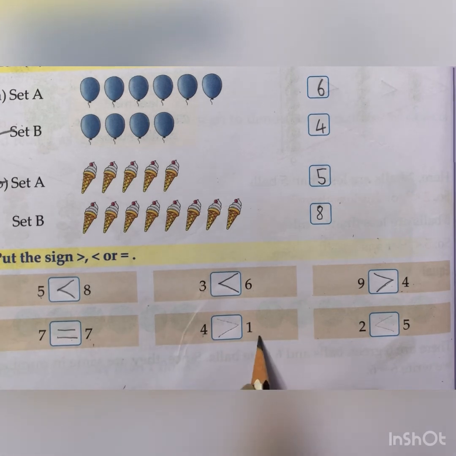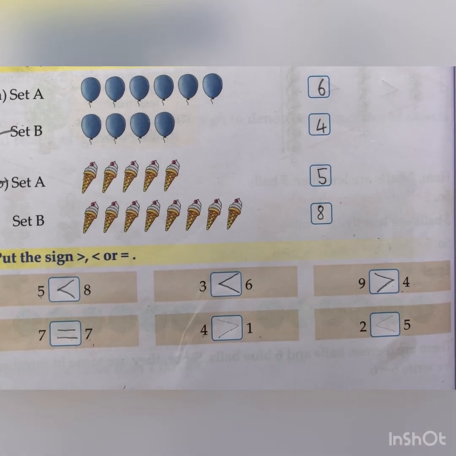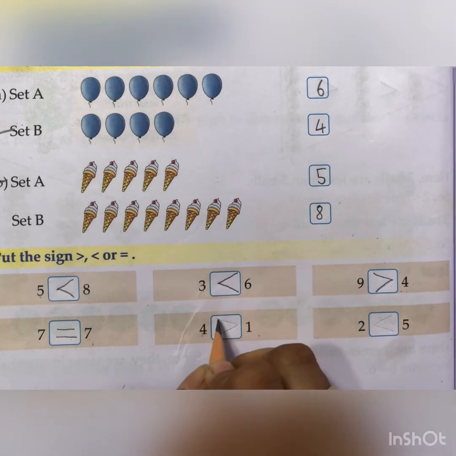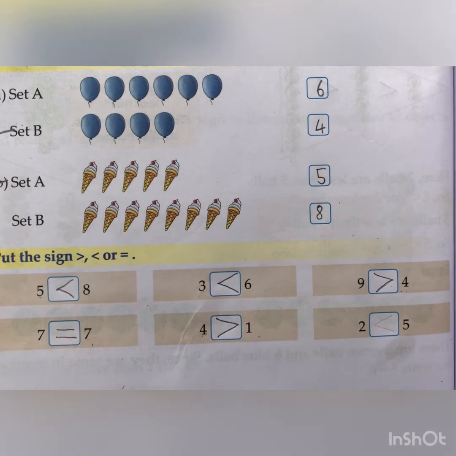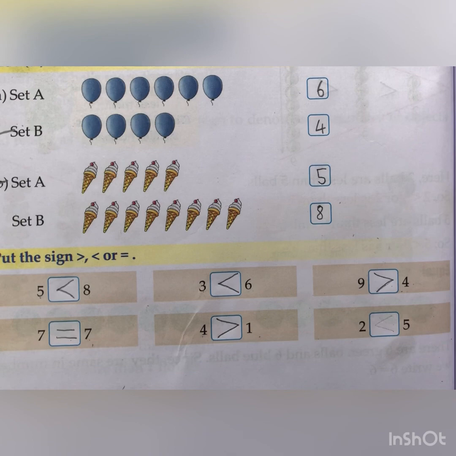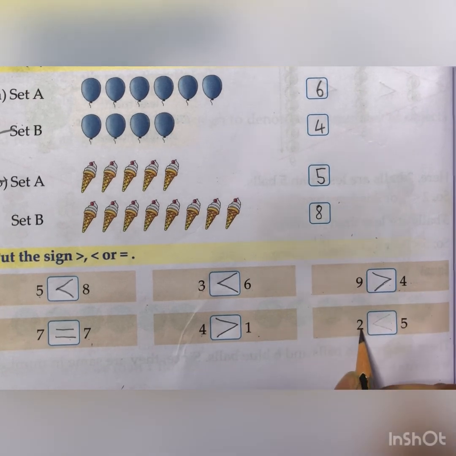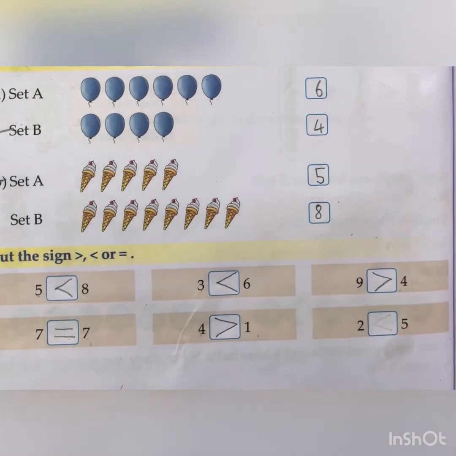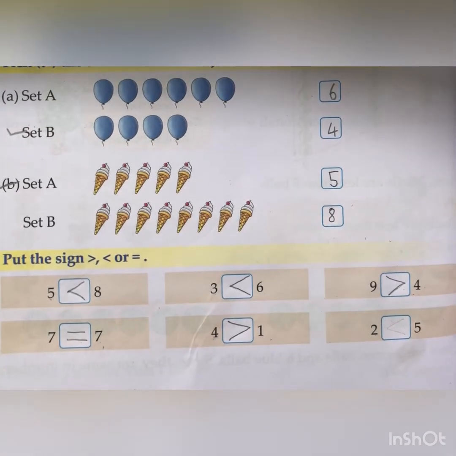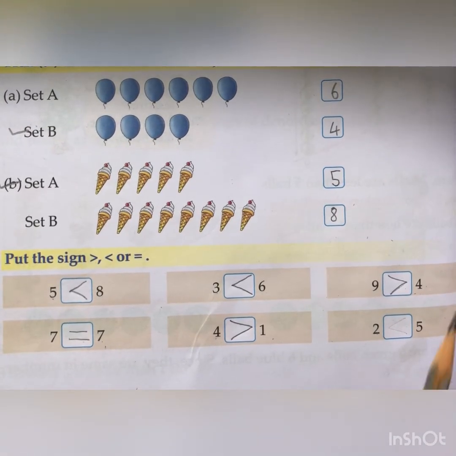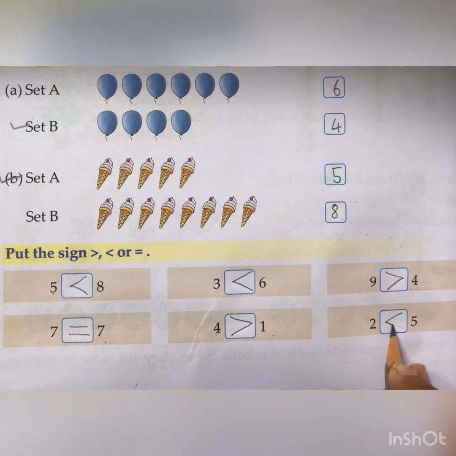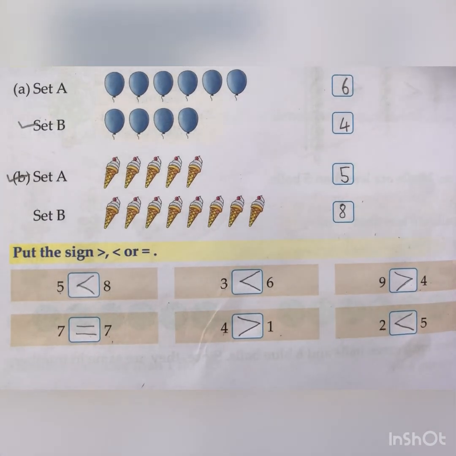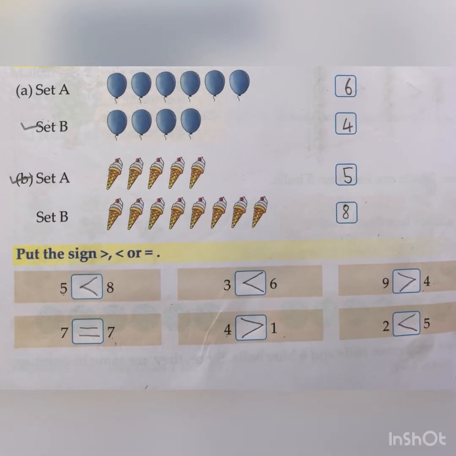4 and 1. Which one is the greater number, children? 4. So, crocodile will eat 4 number. 4 is greater than 1. 2 and 5. Now, you can easily find out that 2 is less than 5. Isn't it easy, children? Yes.